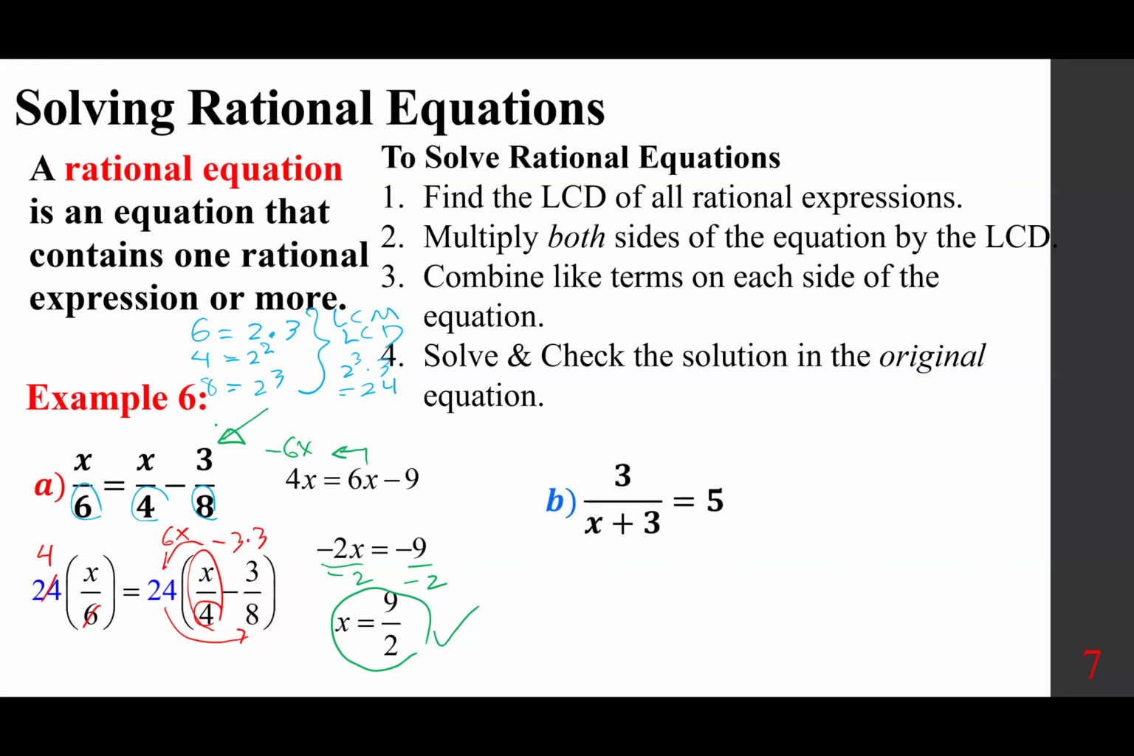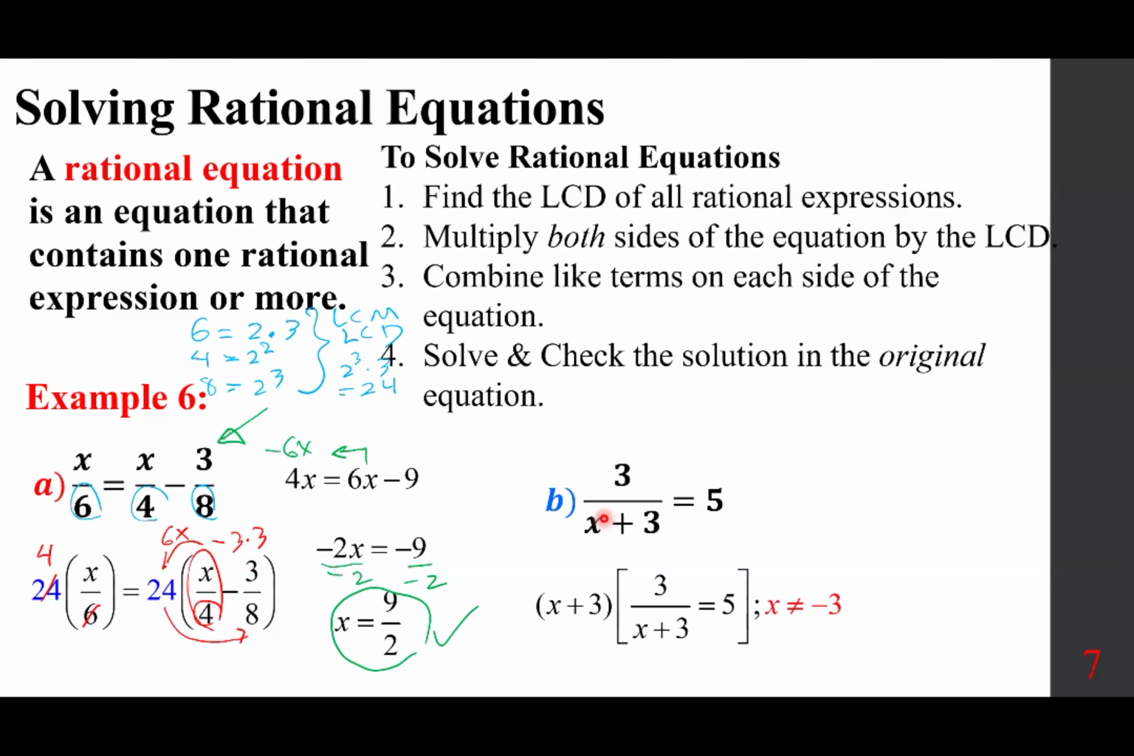Three over x plus 3 equals 5. There are a couple of different ways of handling it. One would be just to multiply both sides by the LCD, namely x plus 3. Needless to say, x can't be negative 3. Let me explain this concept. First of all, x plus 3 is the denominator, and you multiply both sides by it. Why is it that x can't be negative 3?